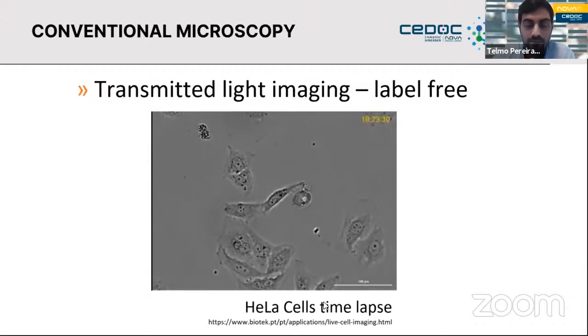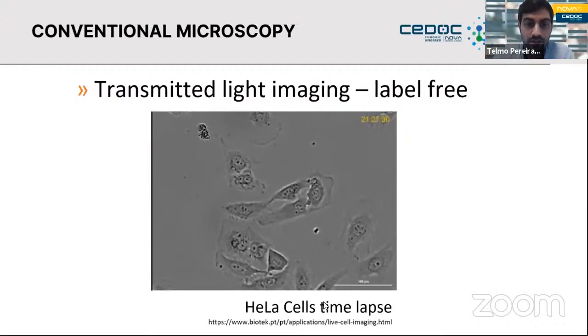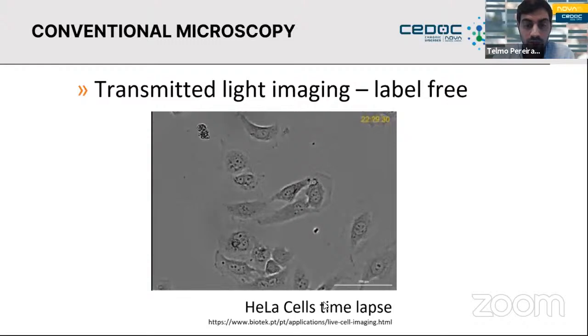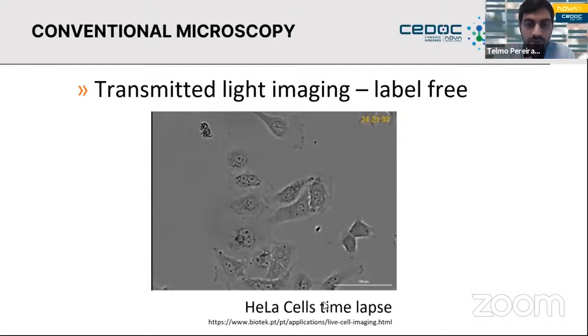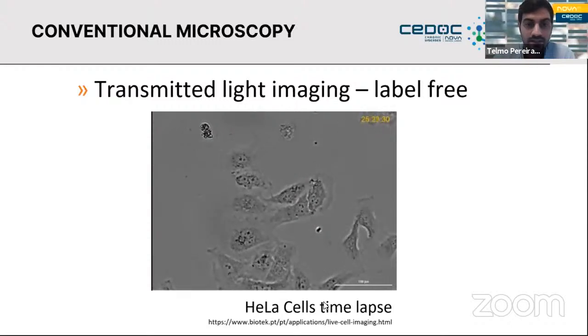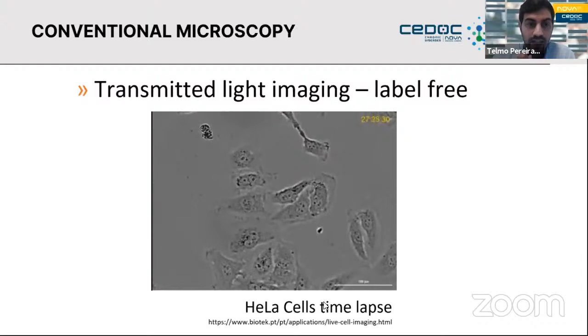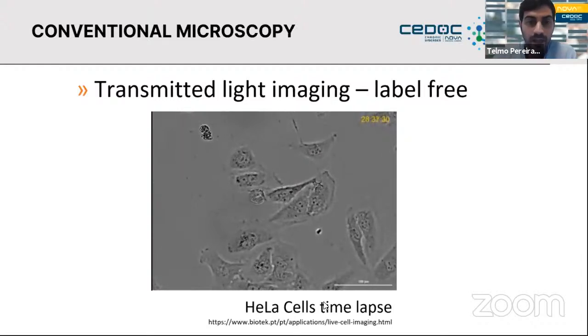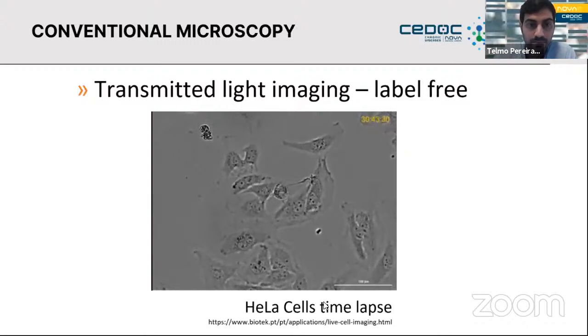And if your aim is just to quantify mitosis or to count the number of cells, you don't have any problem. Although if you want to follow cell trafficking, or if you want to see actin dynamics in these cells, then you reach a limit of this technique. And for that, you need another technique. And in this case, you would need fluorescent microscopy.